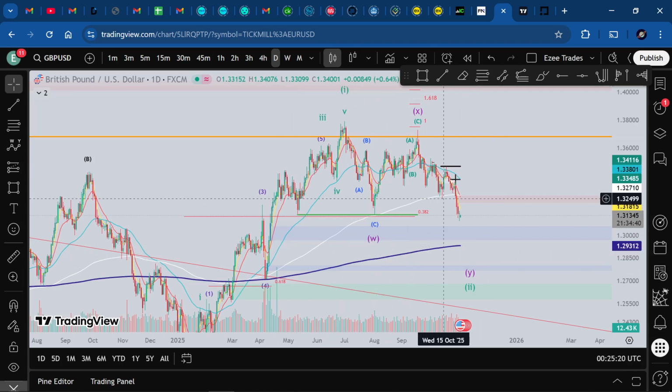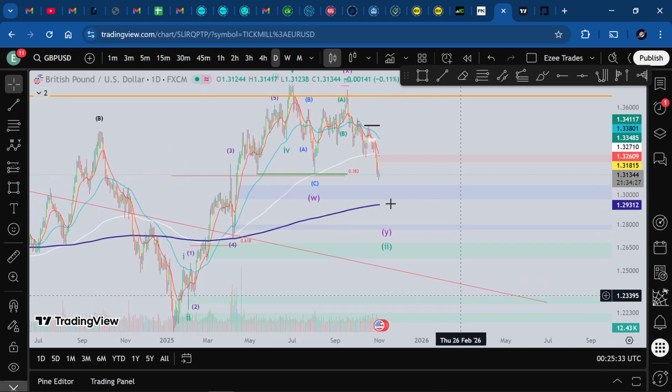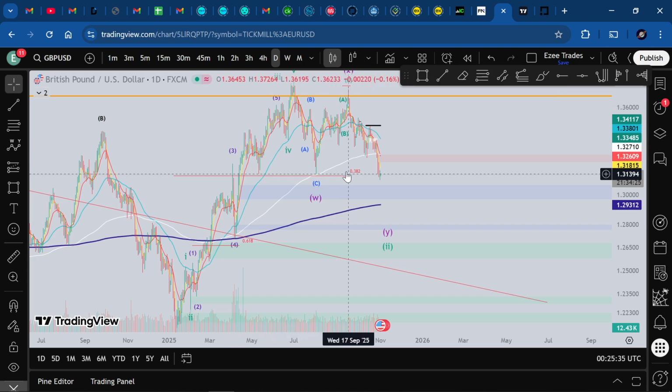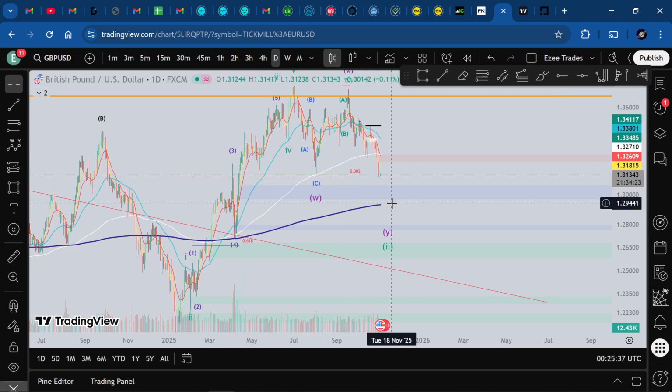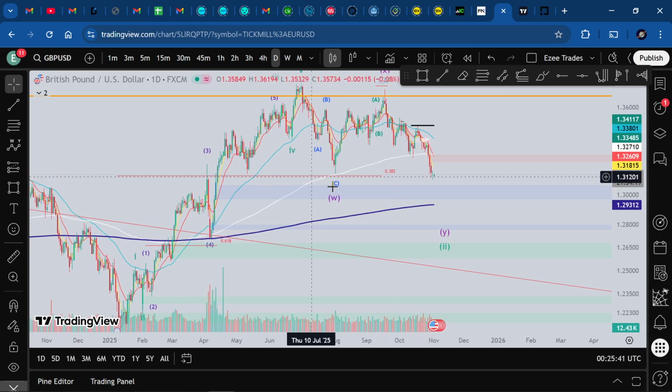I am looking at a Y wave to finish either here or here in one of these areas, maybe even slightly lower, because we do have this old trend line over there. I do expect a reaction from here. Okay, these are imbalances, by the way.